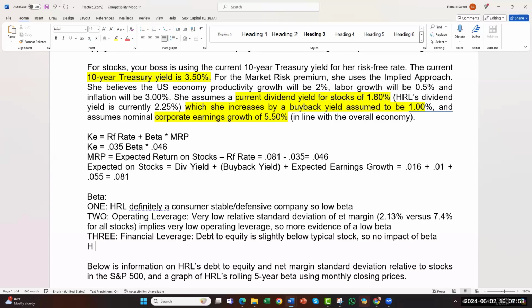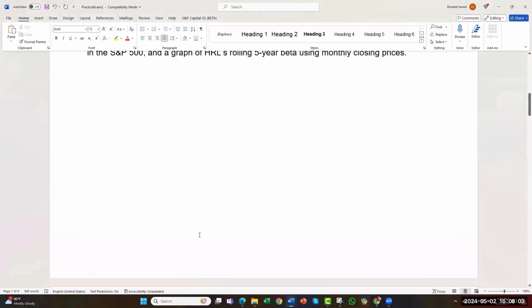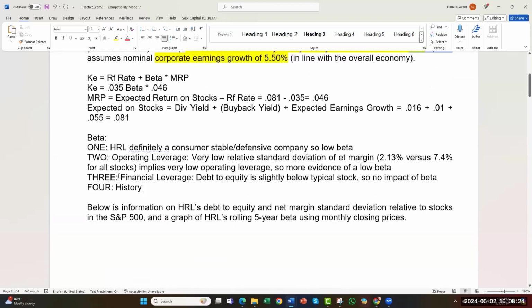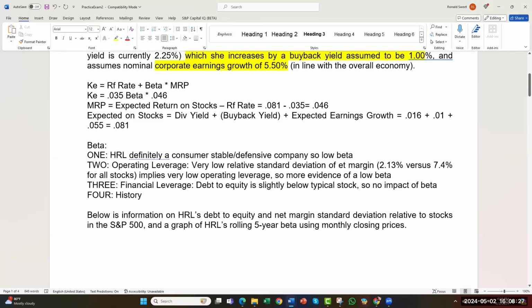And then the last thing is their history. We look at their history, their median's been a little bit below 0.5. They were higher much longer ago. That may be because they were a smaller company. They've been pretty consistently between 0.2 and 0.6 the last few years. I feel uncomfortable going below 0.5, but you could certainly justify 0.4 here.